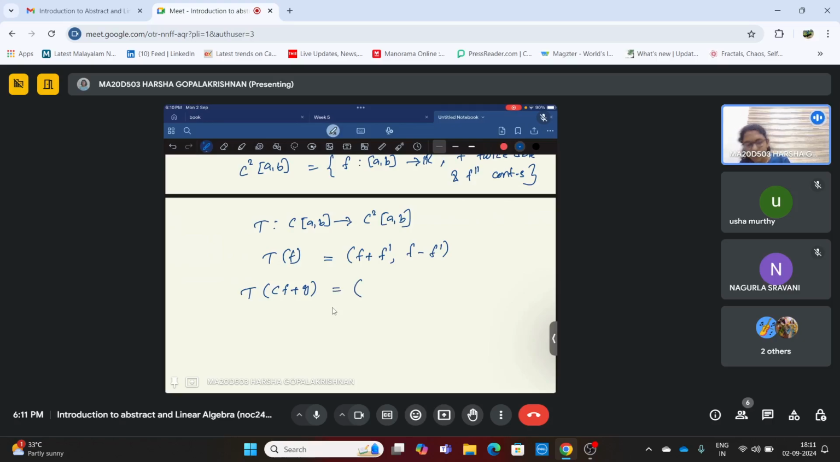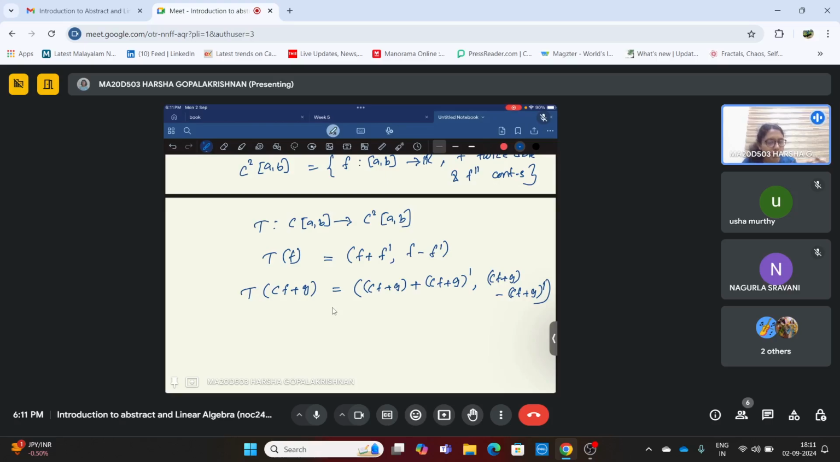First we will do it by definition. What is T of (cf + g)? Now f is continuous, g is continuous, so cf + g is also continuous. So this is also an element of C[a,b], and we can apply the definition of T to cf + g. So what will we get? (cf + g) + (cf + g)', and in the definition, instead of f, what am I applying? cf + g. In the same way, (cf + g) - (cf + g)'.